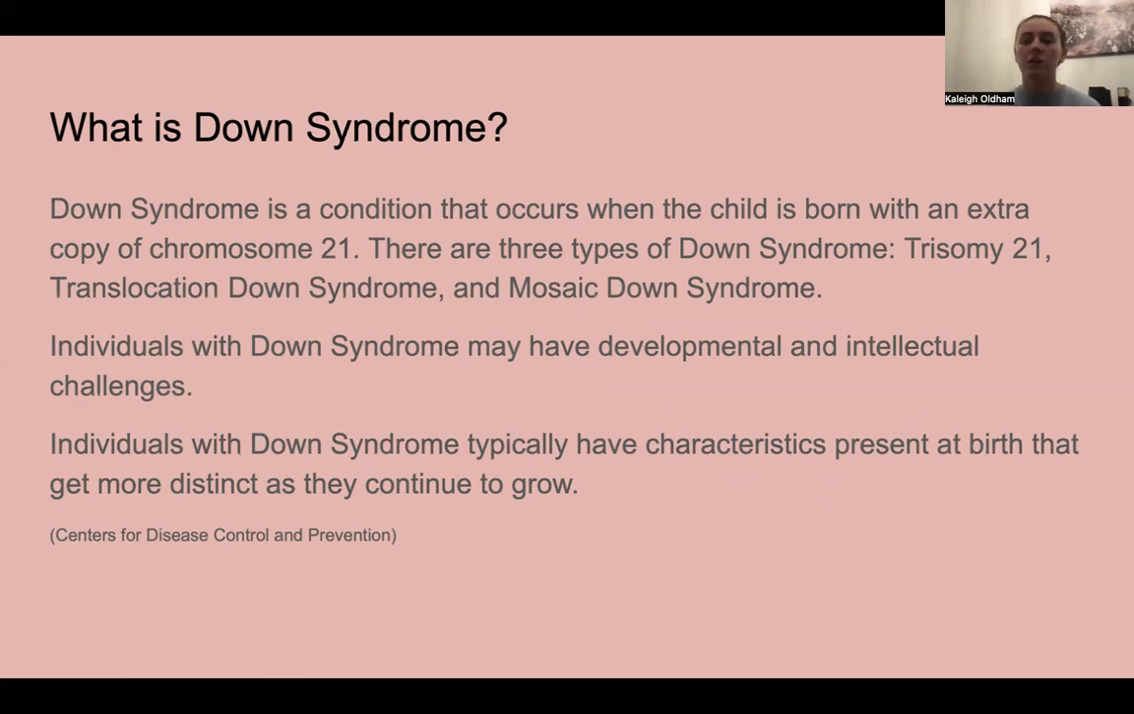It can be called trisomy 21, full trisomy 21. That's what you typically think of when you think of Down syndrome. There's translocation Down syndrome or trisomy 21 and mosaic Down syndrome or trisomy 21. Individuals with Down syndrome may have developmental and intellectual challenges, and individuals with Down syndrome typically have characteristics that are present at birth that get more distinct as they continue to grow.